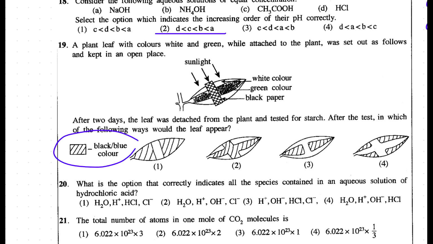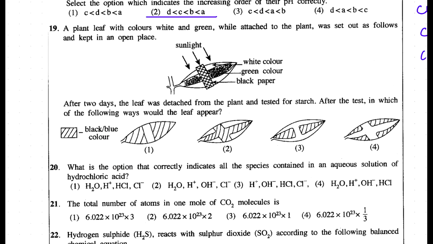The leaf is set to photosynthesize and then tested for starch. For the starch test, iodine is added. If starch is present, the iodine will give a black or blue color, right? Which one is the answer that you put?